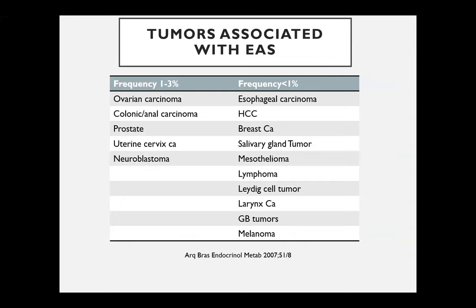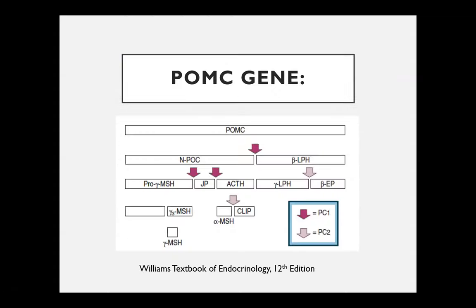There are some other tumors that have been described in the literature, but they are much more rare. Ovarian carcinoma and prostate carcinoma are the more commonly seen, but we can also see it in patients with melanoma, mesothelioma, lymphoma, salivary gland tumors, breast cancers, hepatocellular carcinoma, or esophageal carcinoma. But again, the frequency is very small.